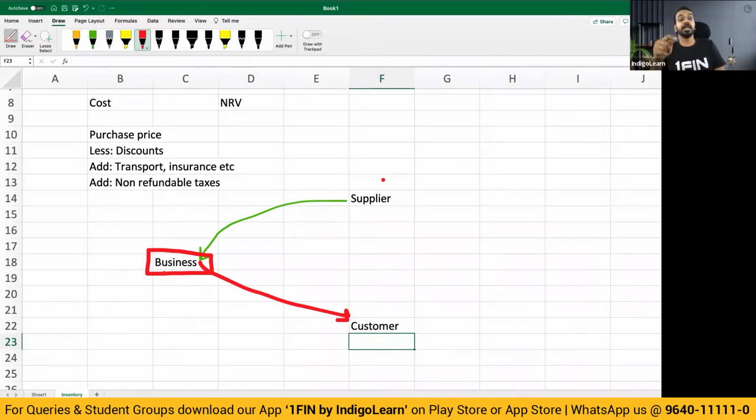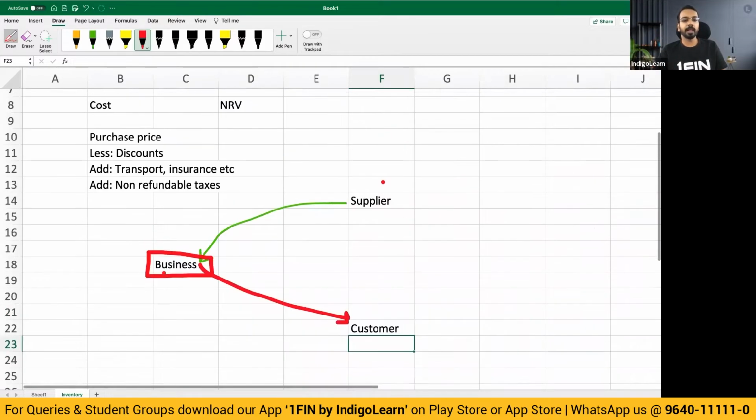Anything after that, meaning warehouse rent, that is excluded. Or you are shipping to the customer. For that you are doing the packing, that is excluded. Transportation outside, freight outwards, that is excluded. So all of these things will be excluded from the value of inventory.